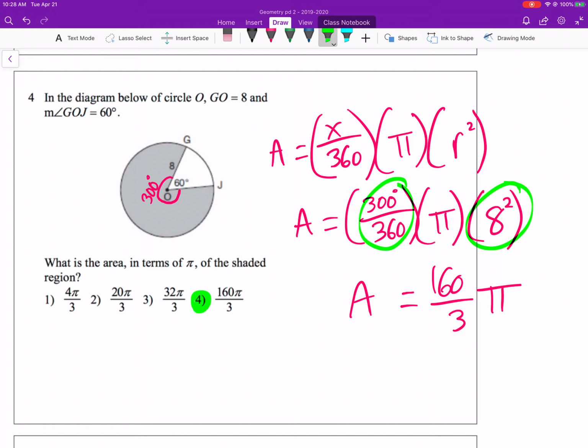Once again, not an overly challenging problem if you know your formula. Remember, that's a formula that's not given to you, but they're trying to trick you. They're trying to make you use that 60-degree angle.